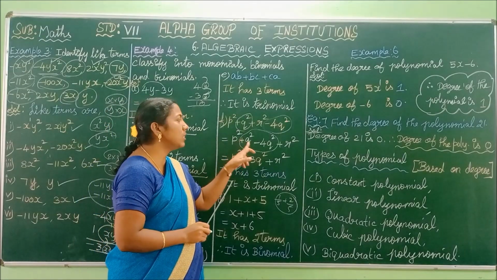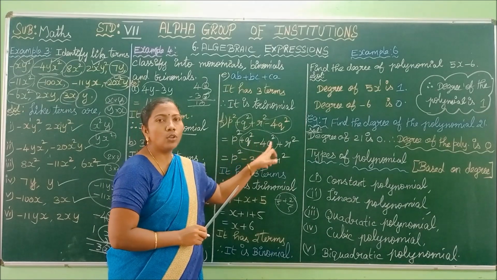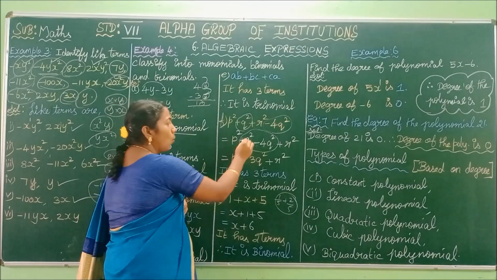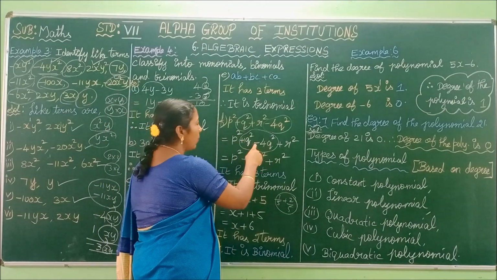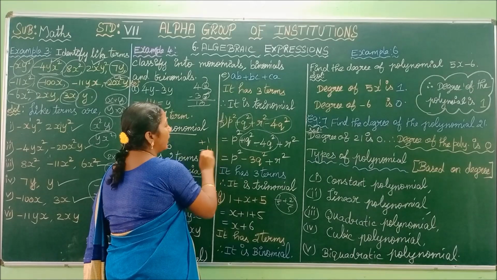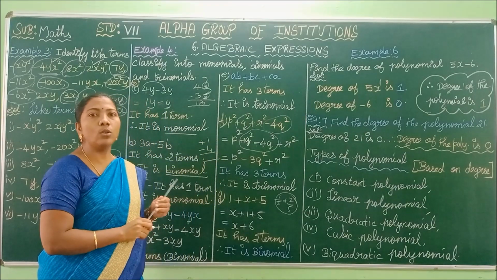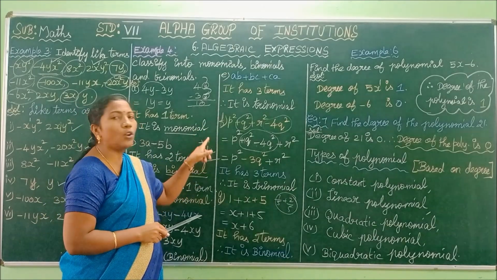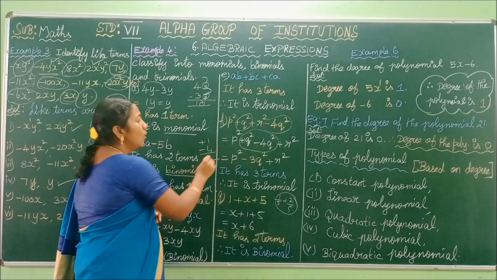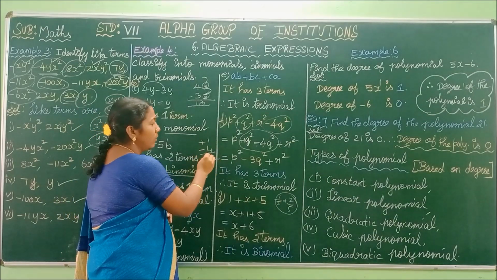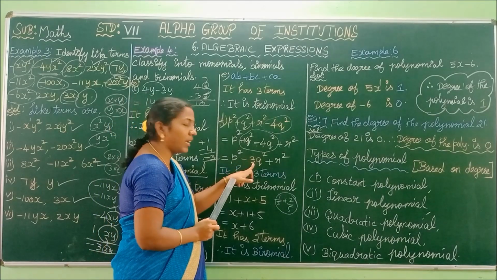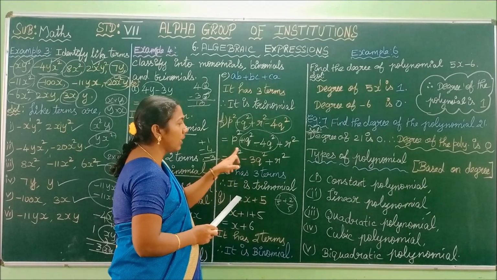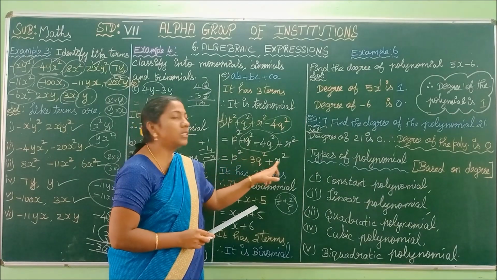Okay. See here, plus Q square minus 4Q square. What is the coefficient of Q square? 1. What is the coefficient of Q square here? Minus 4. That is plus 1 minus 4. Different symbol means you have to subtract. Subtract the smaller number from the larger number. So 4 minus 1, your answer is 3. What is the symbol for the result? Minus. So minus 3. Write it as minus 3 and write the variable along with it, Q square. So P square minus 3Q square plus R square.